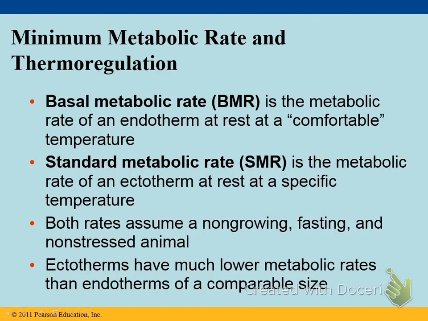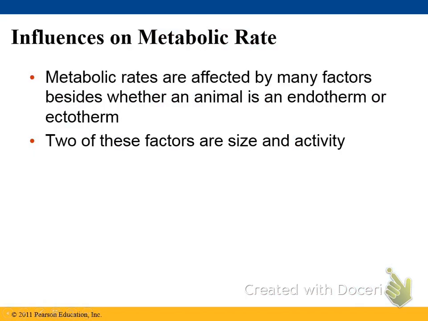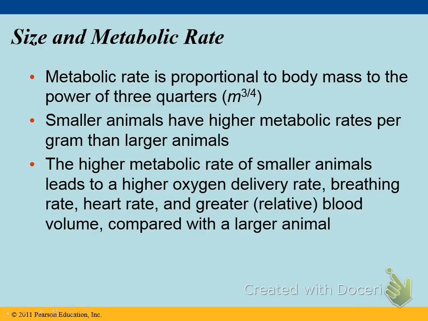Ectotherms have much lower metabolic rates than endotherms of comparable size. And that just goes back to saying that ectotherms use less energy than endotherms. Metabolic rates are affected by many factors besides whether an animal is endothermic or ectothermic. Two of these factors are size and activity. Metabolic rate is proportional to the body mass to the power of 3/4. So mass raised to 3/4.